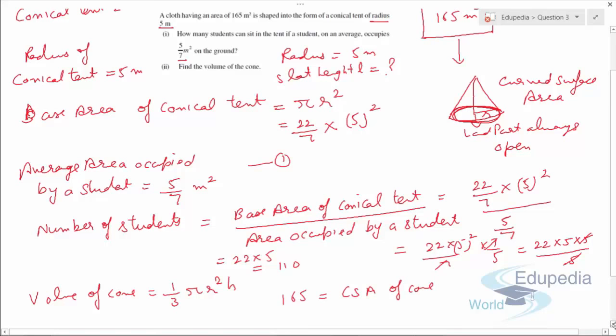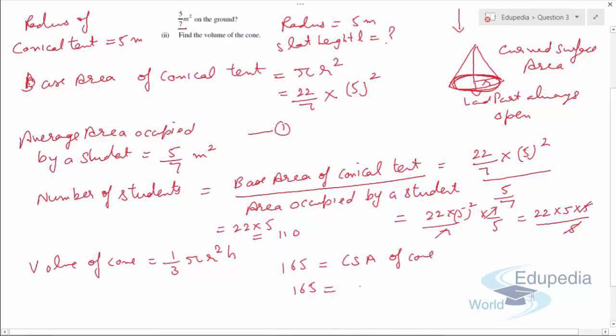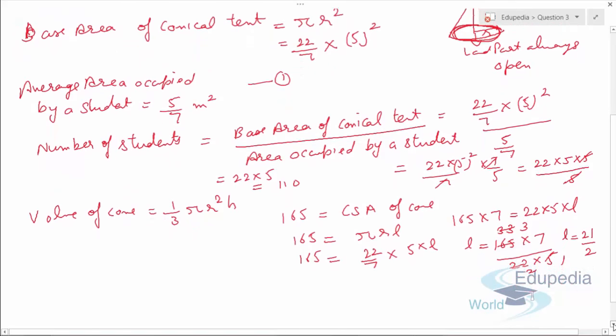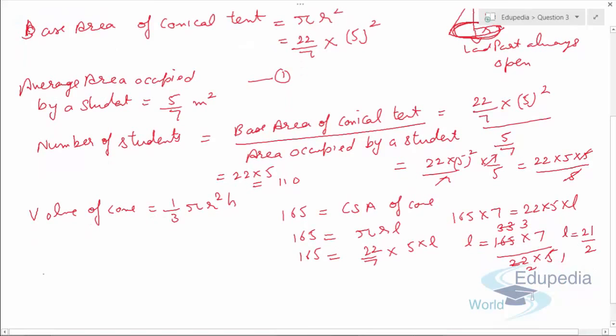So this will come out to be 165 equals pi RL, right? So this will be 165 equals to pi is 22 by 7 times R is 5 times L. So it will be 165 times 7 equals to 22 times 5 times L. So L comes out to be 165 times 7 upon 22 times 5, right? So 5 threes are 15, 5 threes are 15, right? So 11 2, 11 3. So slant height comes out to be 21 by 2. So we have slant height as 21 by 2 centimeters.